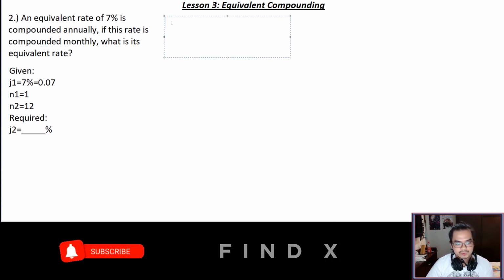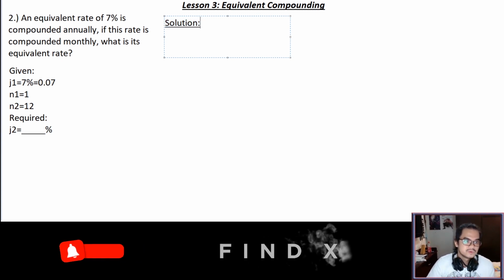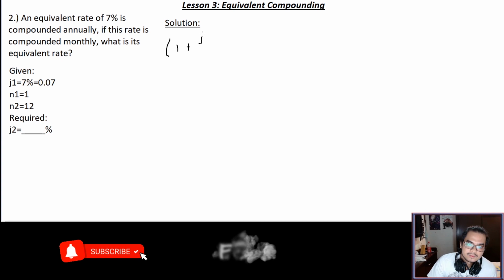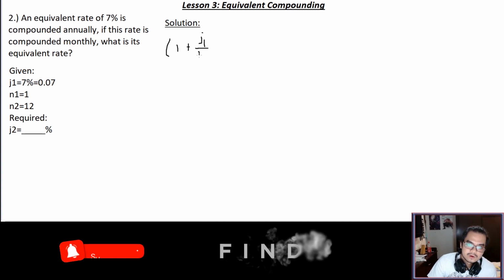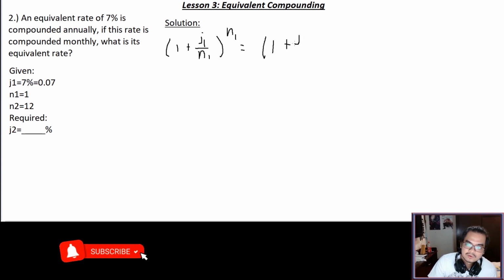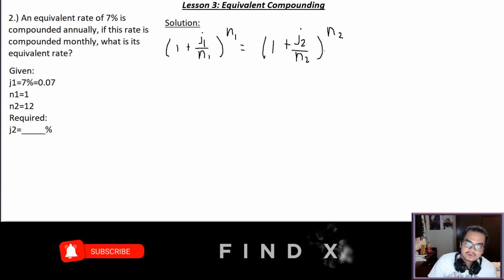Okay. So for the solution, I'll just write it down. Again, we can use the formula. The formula again, that is 1 plus J1 over N1 raised to N1 equal to 1 plus J2 over N2 raised to N2. Okay, so let's substitute all these values here.